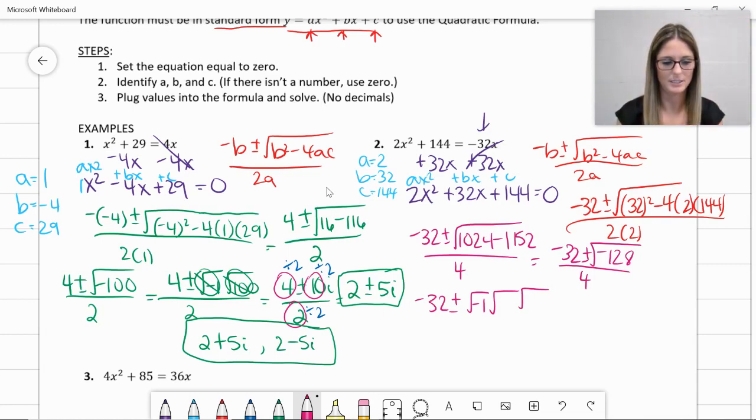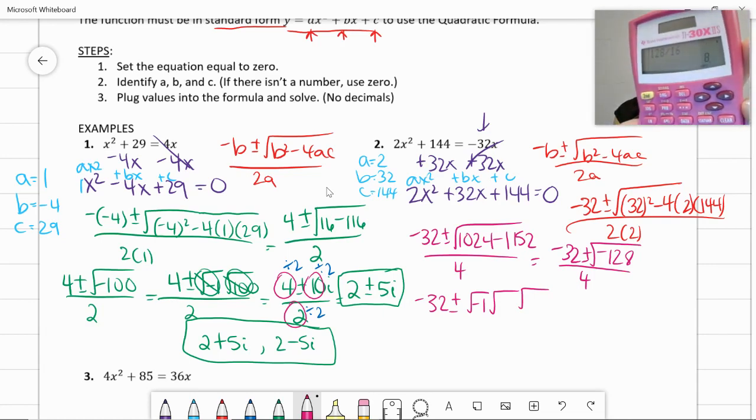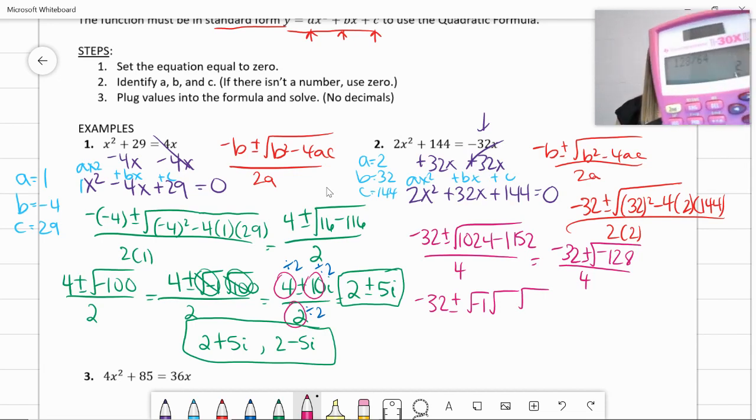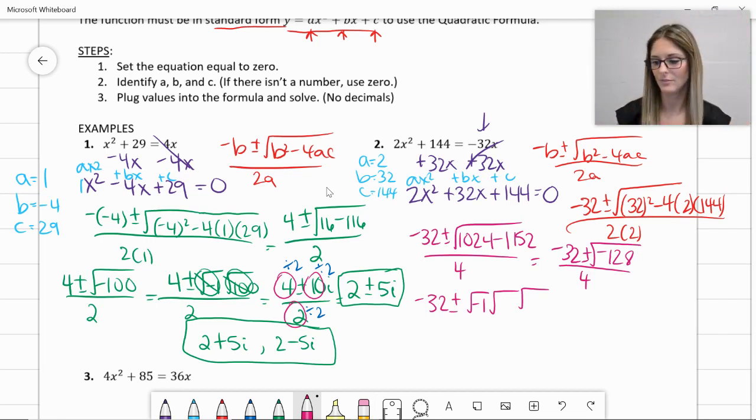128 divided by 16 is 8, but look, inside 8 is a 4 hiding, so we can go bigger. 128 divided by 25 is not going to work. 36 is not going to work. 49 is not going to work. 8 times 8 is 64. Aha! 64 and 2. 64 and 2 over 4.